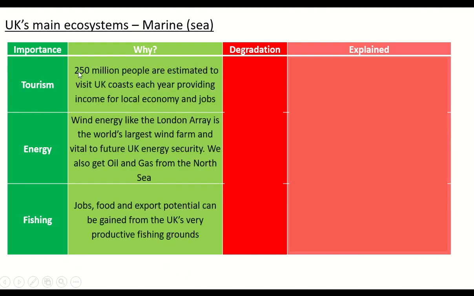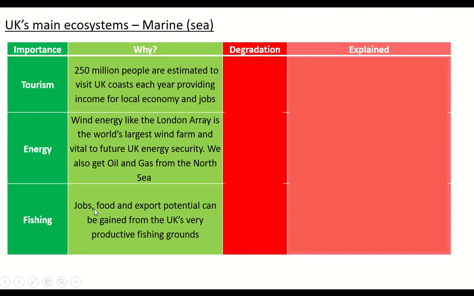Let's just give you some specifics. About 250 million people are estimated to visit the UK coasts every single year. Doesn't mean they're necessarily swimming in the sea, but they do like to be beside the seaside. Now that provides lots of jobs and money for the locals, which is invaluable to us really. With regards to energy, the London Array, which you'll talk a bit more about in topic 3 of paper 2, is the world's largest wind farm, although that will change all the time. It's a pretty big wind farm though, and it's vital to UK future energy security because wind is a sustainable energy source, and as I mentioned, we get oil and gas from the North Sea as well.